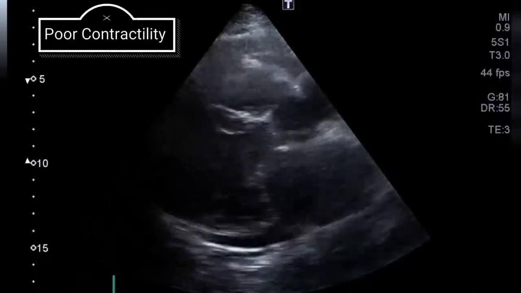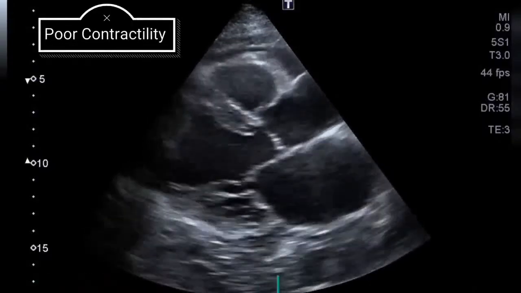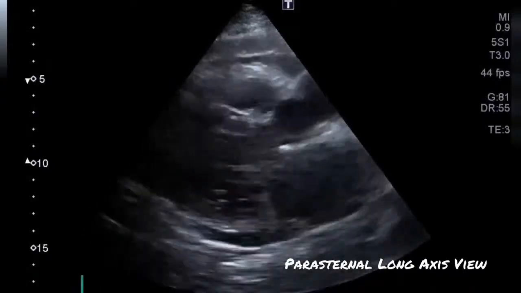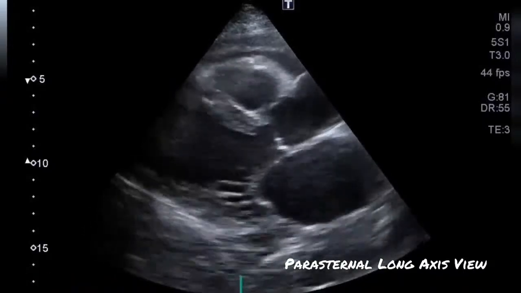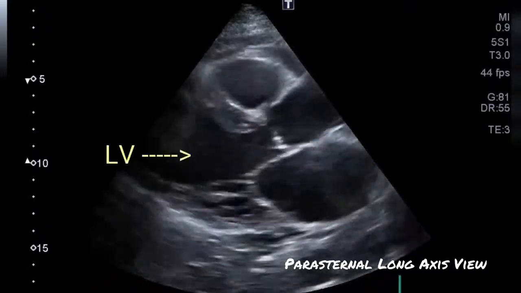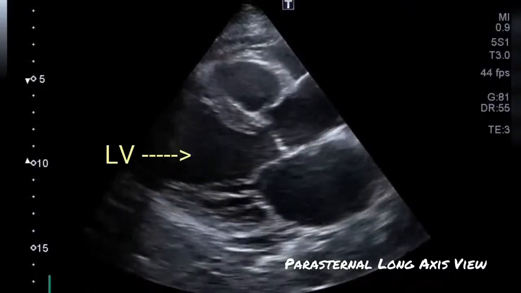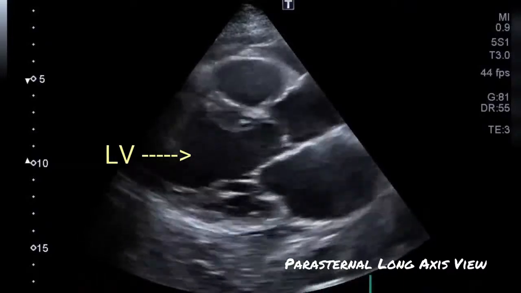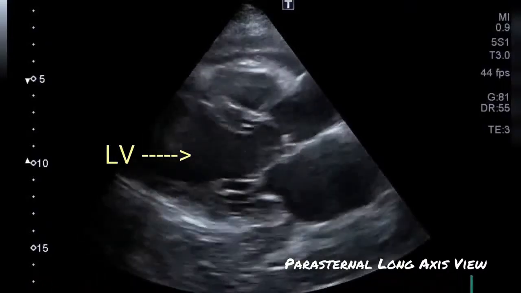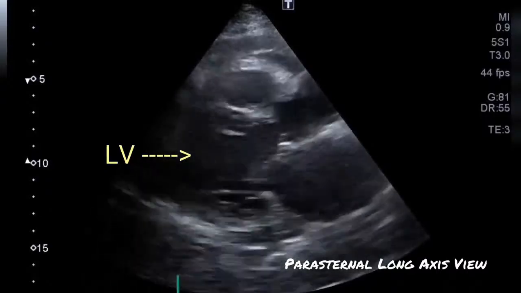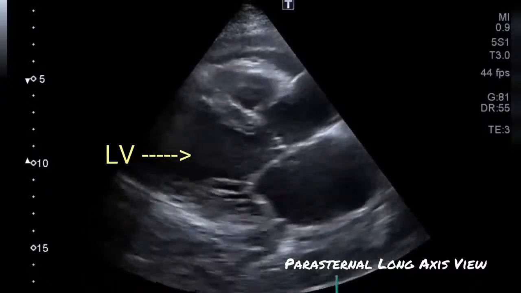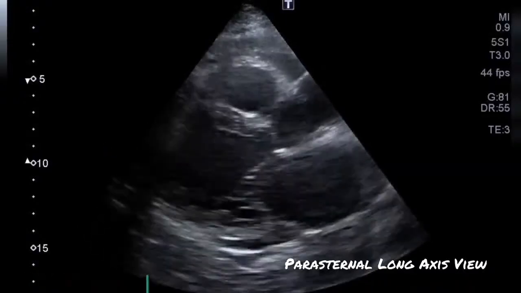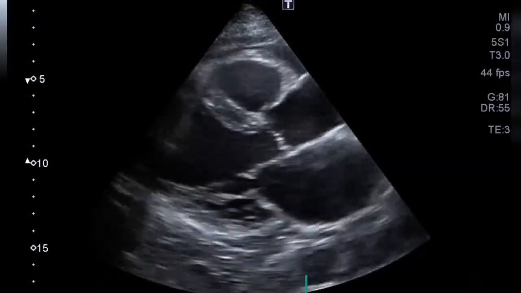This is to show the poor contractility of the heart and the low ejection fraction by visual estimation. First of all, we are seeing the parasternal long axis view. Here we can clearly see a very small percentage change in chamber size from the diastole to systole, and also very little movement of the cardiac wall during the cardiac cycle. There is little movement of the anterior leaflet of the mitral valve, and it is not touching the interventricular septum during the ventricular filling.